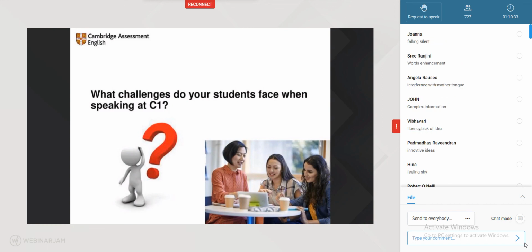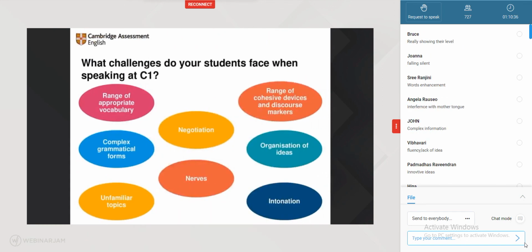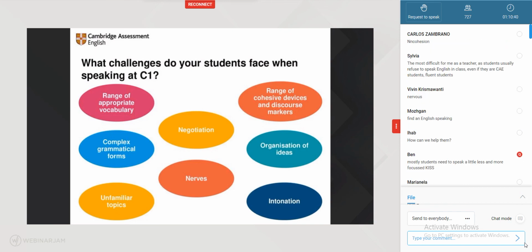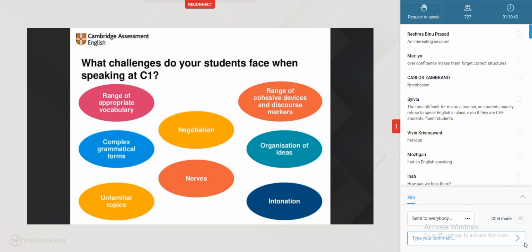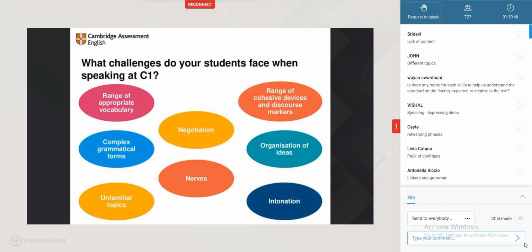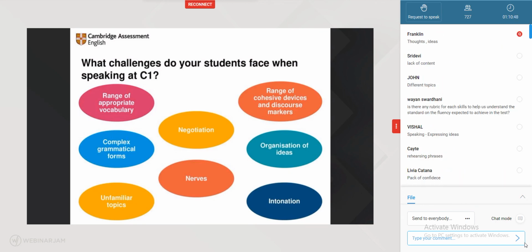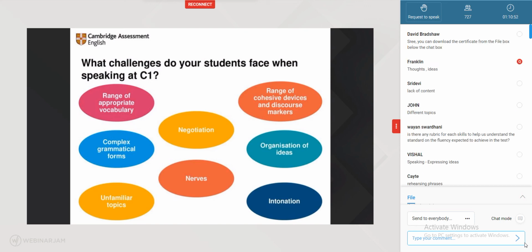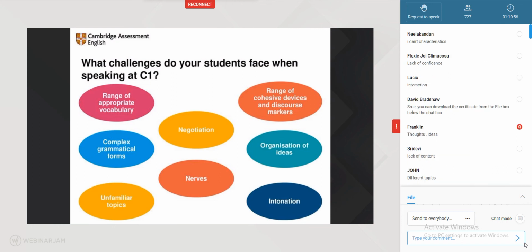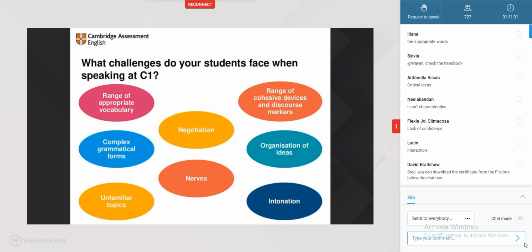What did you come up with? What did we come up with, Victoria? Yeah, vocabulary, appropriate vocabulary, complex grammar, being able to cope with unfamiliar topics, more abstract ones as well. The ability to negotiate in a natural way and not dominating the conversation. Also, being able to use a range of cohesive devices and discourse markers whilst organizing their ideas. It is a lot to do all at once. And intonation.